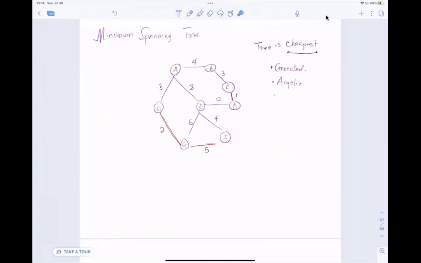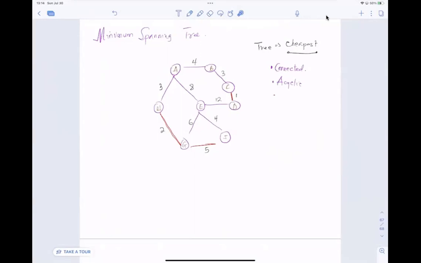Any ideas? So first of all, I just want you to know that the final tree you construct must contain all the nodes, right? So it must be connected. Every single node must be in the tree. So let's just do something.